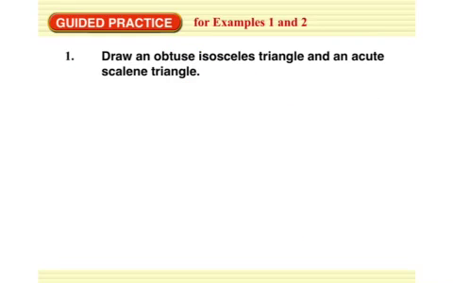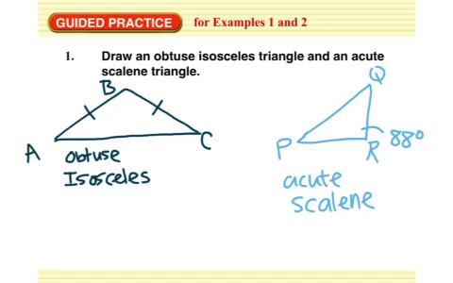Here's just a quick exercise for you. I want you to try and draw an obtuse isosceles triangle and an acute scalene triangle. Here are some examples. On the left, triangle ABC is an obtuse triangle because this angle here is greater than 90, and it's isosceles because 2 of the sides are equal.